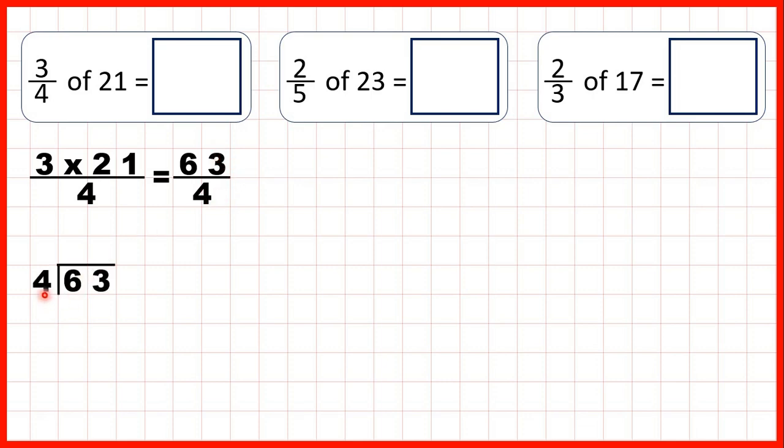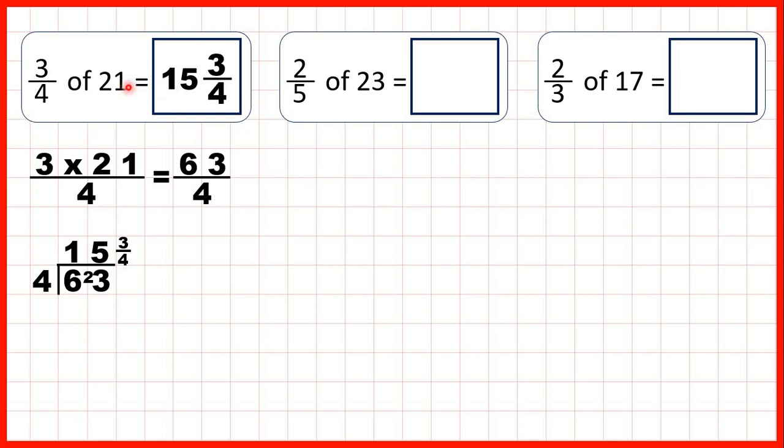6 divided by 4 is 1 remainder 2, because 1 times 4 is 4, plus 2 is 6. And 23 divided by 4 is 5 remainder 3. So we can write the remainder 3 as our numerator, and the denominator is the divisor. So our answer is 15 3/4.